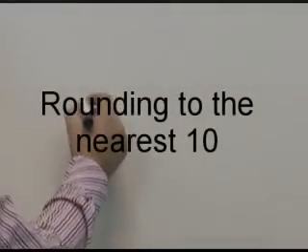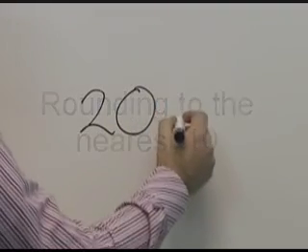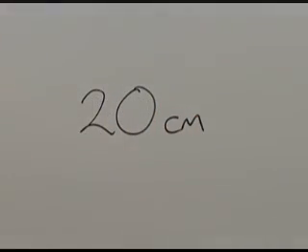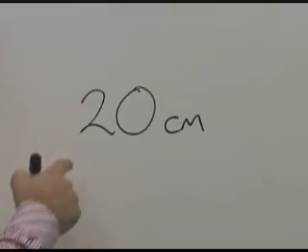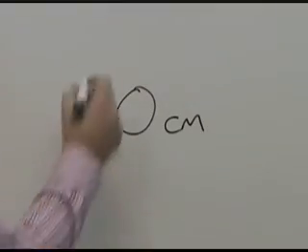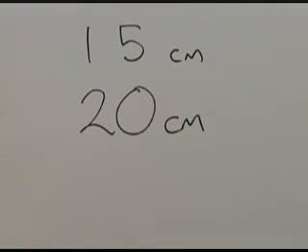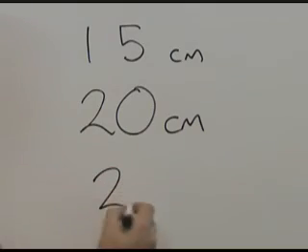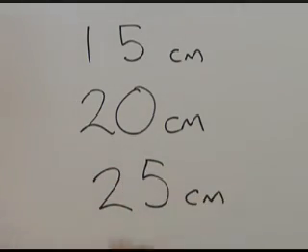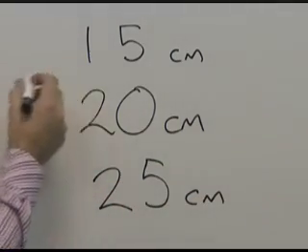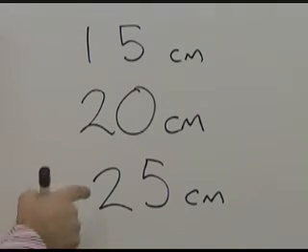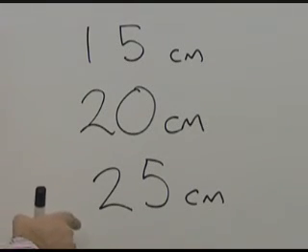If I said the answer was 20 centimetres when it had been rounded to the nearest 10, the smallest number that could be rounded to 20 centimetres is 15. That would be rounded up to 20, and the largest number that could be rounded down to 20 would be 24.99999, which is really irritating to write down. So what we write is 25 centimetres, and we say that 15 centimetres is the lower bound and 25 centimetres is the upper bound.